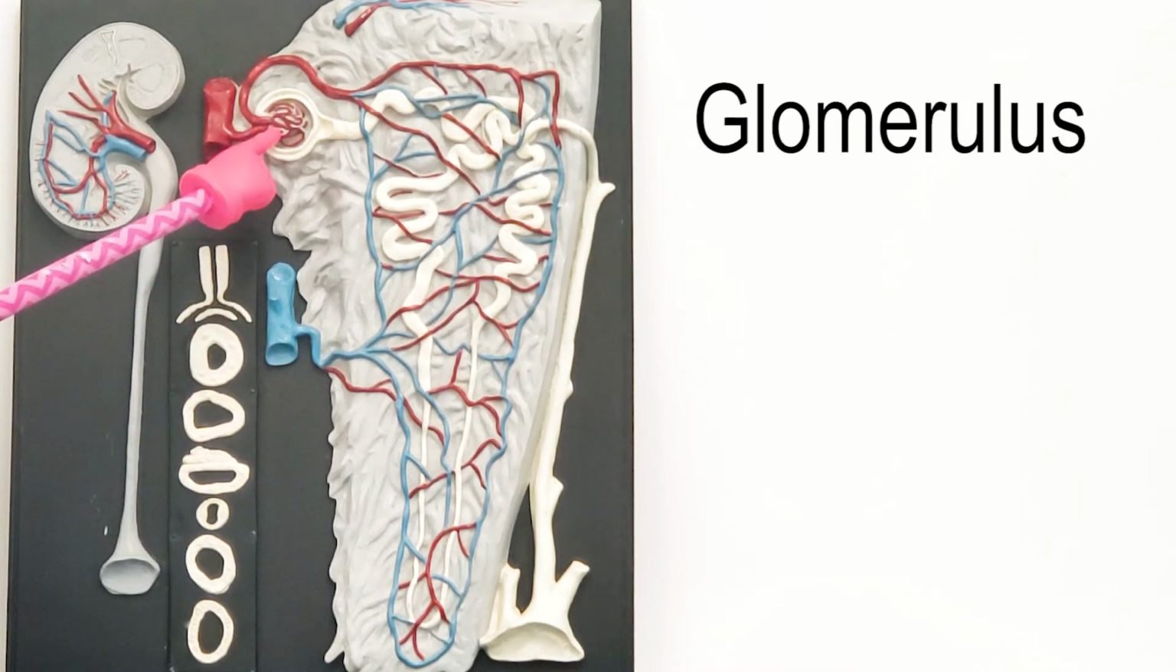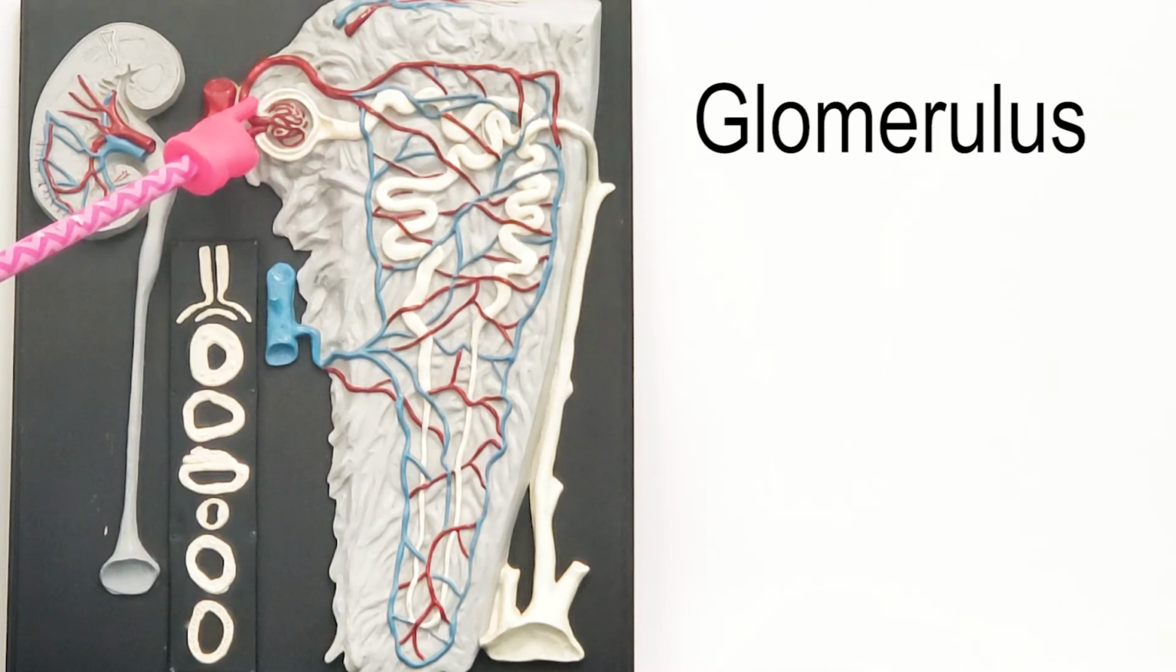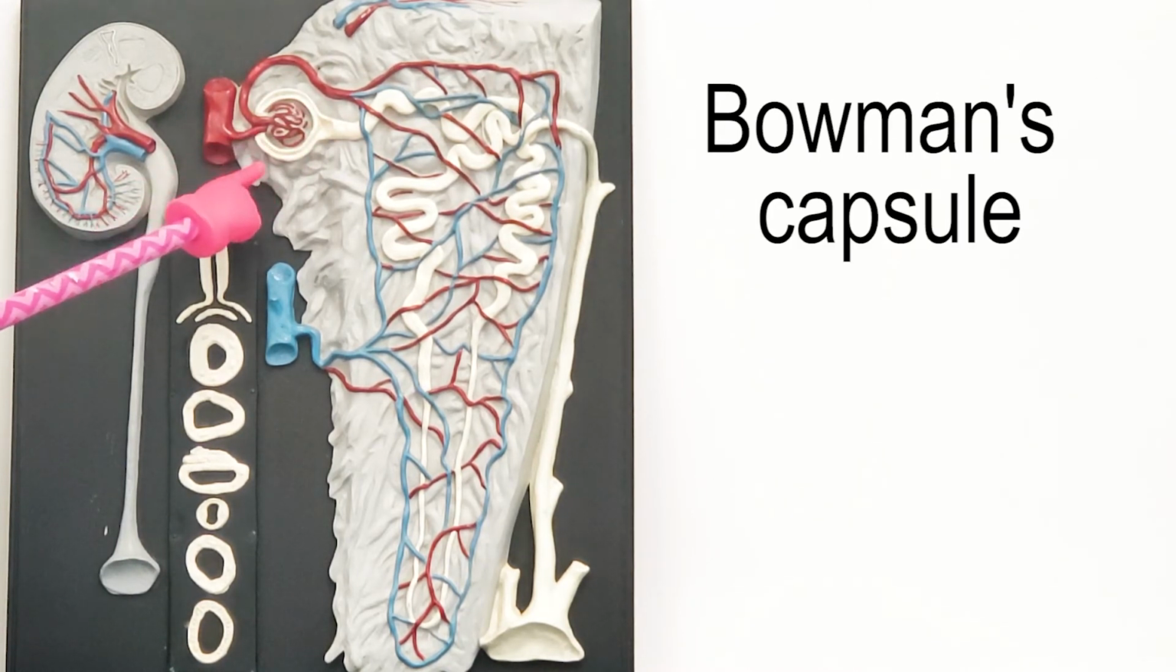Glomerulus. Located inside the glomerular capsule, together they form the renal corpuscle. The glomerulus is the capillary network of the nephron. Bowman's capsule. Otherwise known as the glomerular capsule, this capsule is a double-walled cup that surrounds the glomerulus.